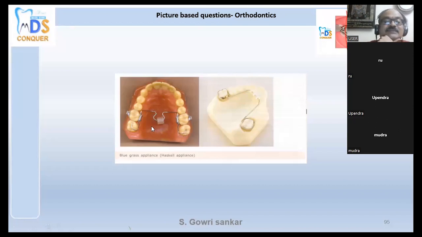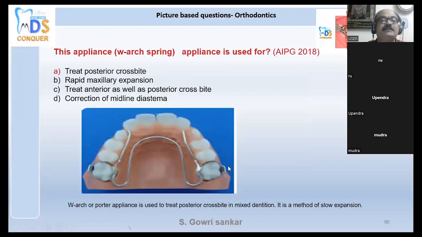Either these rings with balls for tongue thrusting habit, it is an exercise for tongue thrusting habit, either in the anterior end or the posterior end. So it is called the Haskell appliance for tongue thrust. You can easily identify this appliance if the rings are present. What is this? What is this used for?